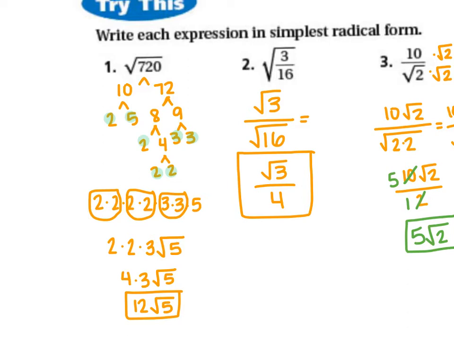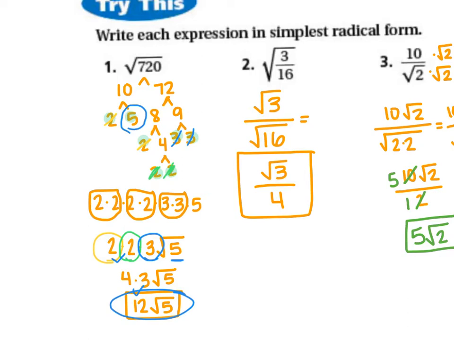So then again, you want to bring them out in pairs. So I've got 1, 2 2s. That's 1 2 that goes on the outside. Another pair of 2s here brings another 2 to the outside. A pair of 3s here brings a 3 to the outside. And then the only prime number left is 5, and it's by itself, so it stays underneath the square root. So then I multiply 2 times 2 times 3, or 4 times 3, which is 12. Simplified, this would be 12 root 5.